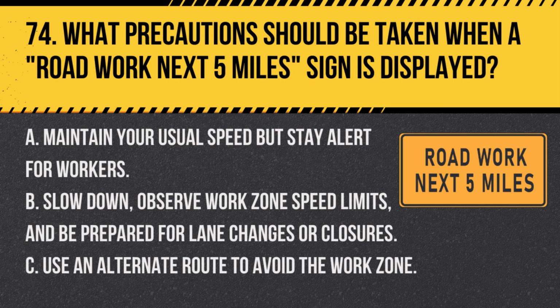Question 74. What precautions should be taken when a roadwork next 5 miles sign is displayed? A. Maintain your usual speed, but stay alert for workers. B. Slow down, observe work zone speed limits, and be prepared for lane changes or closures. C. Use an alternate route to avoid the work zone.